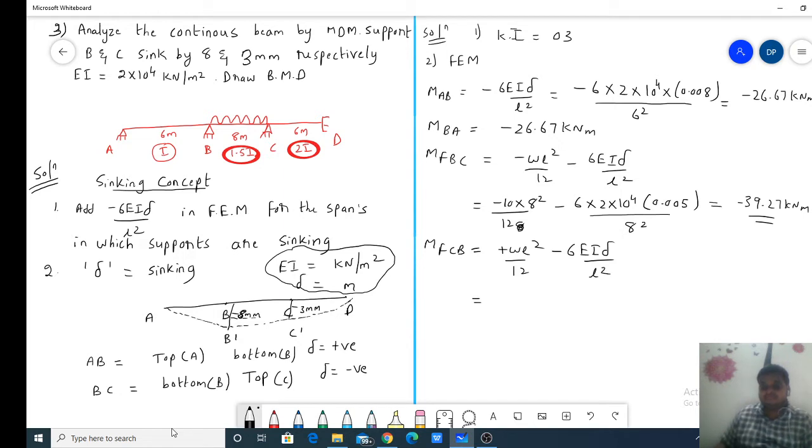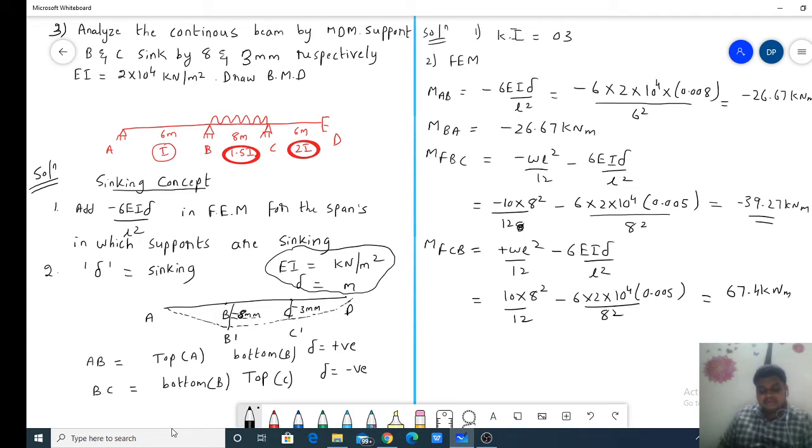Now here 10 into 8 square upon 12, and then minus 6 into 2 into 10 raised to power 4 into 0.005 upon L, which is 8 square. So this comes out to be 67.4 kilonewton meter, right? This is for MFCB.